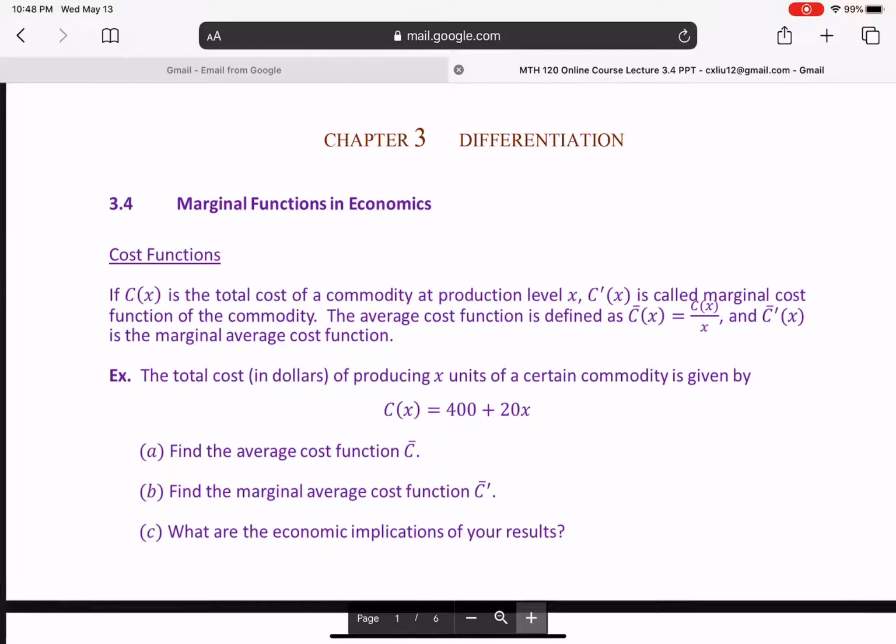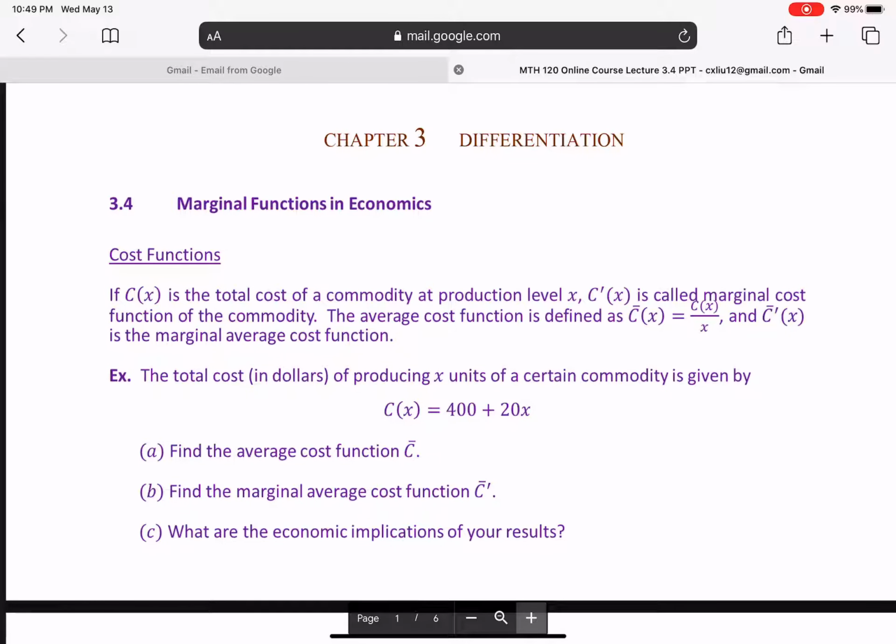The total cost in dollars of producing X units of a certain commodity is given by the function C of X equal to 400 plus 20X. In this total cost, we got two parts. The first part, 400, is fixed and includes the expenditure of equipment, the machine, and the infrastructure, and so on. And the second part, 20x, goes linearly with the production level, so that includes labor fees, salaries of laborers, and materials, and so on. And there are three questions here.